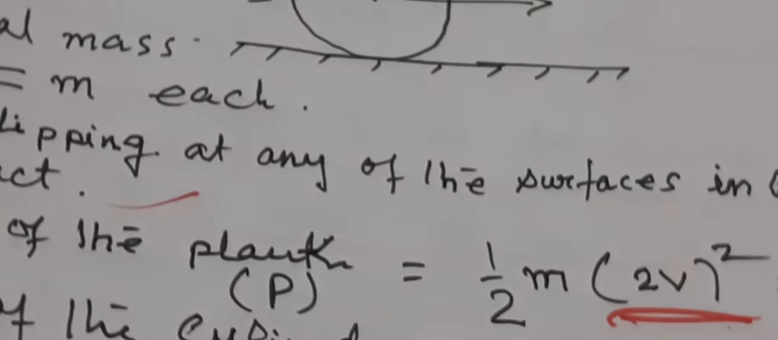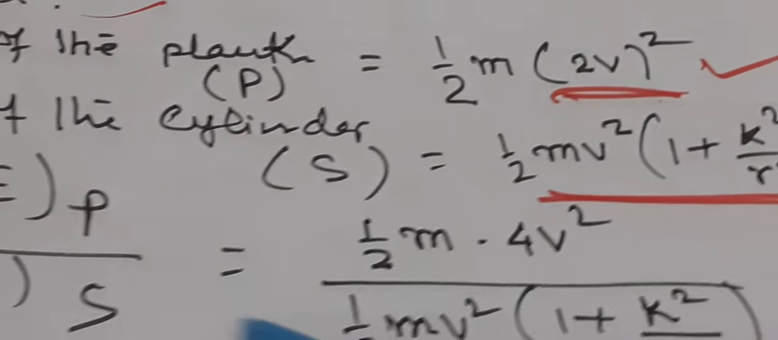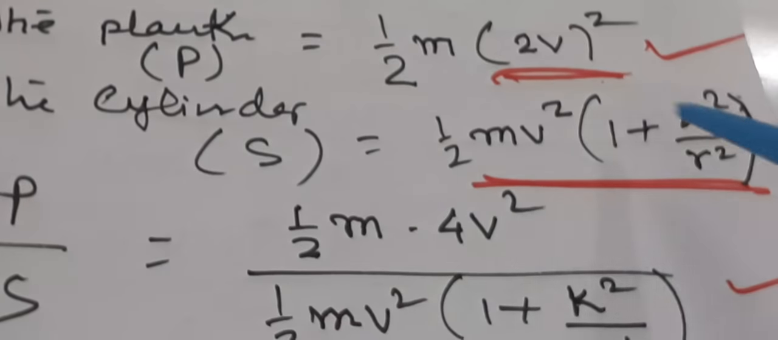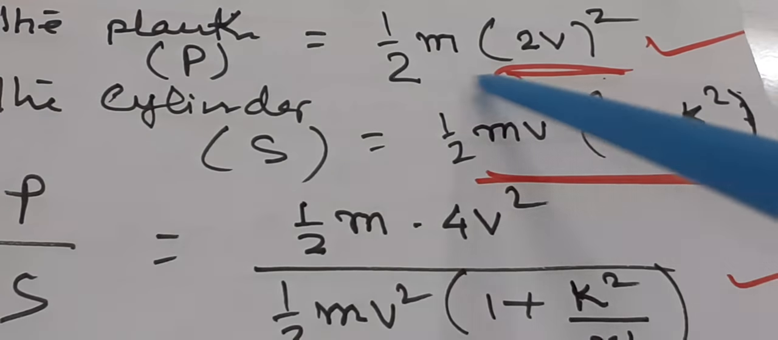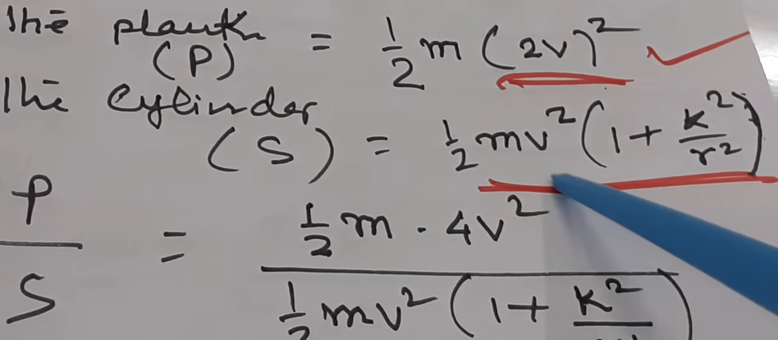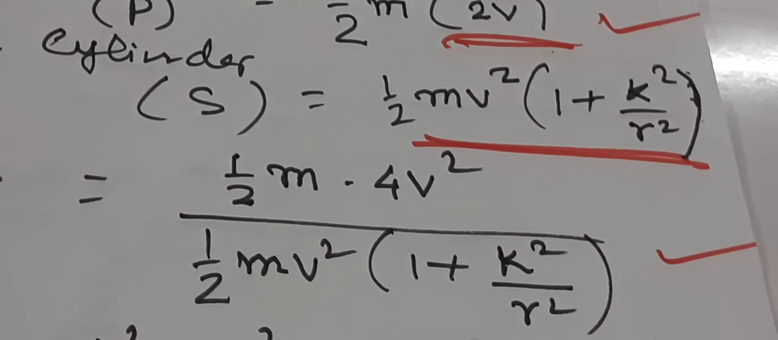Now here, we can find out kinetic energy for the plank: half m, twice v whole square, will be there. And for the cylinder, it will be half m v square, where translational and rotational parts are combined together. This is the expression: half m v square within bracket 1 plus k square divided by r square. What does k mean? K means radius of gyration. And for this cylinder, k is r by root 2, that means k square is r square by 2 will come.